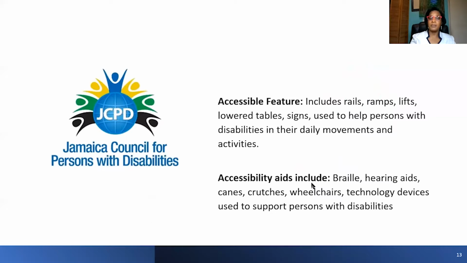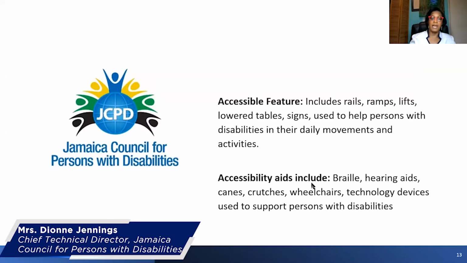In terms of accessible features, it includes rails, ramps, lowered tables, and signs used to help persons with disabilities in their daily movements. These are just some examples. And accessible aids include Braille, hearing aids, canes, crutches, wheelchairs, and technology devices used to support persons with disabilities in their everyday life.